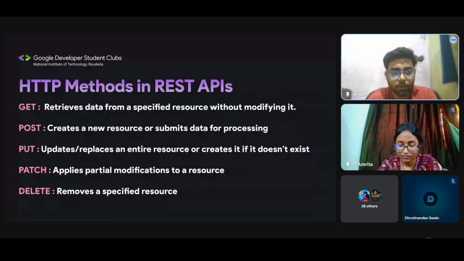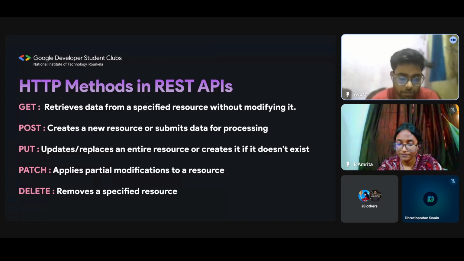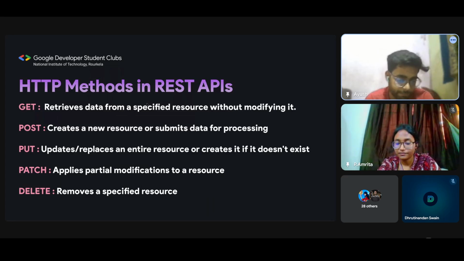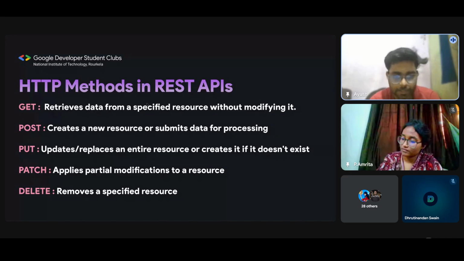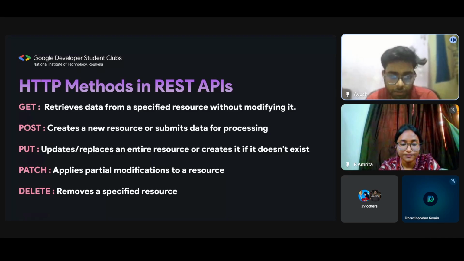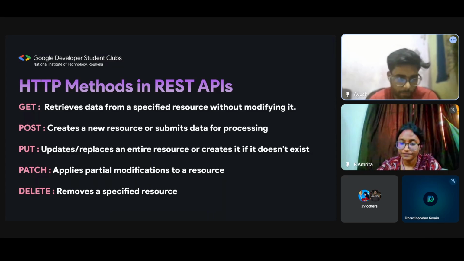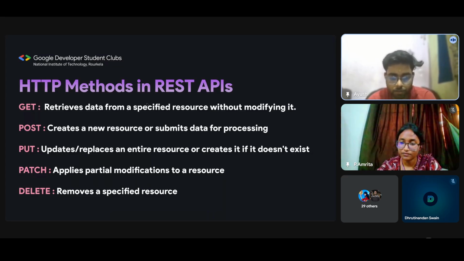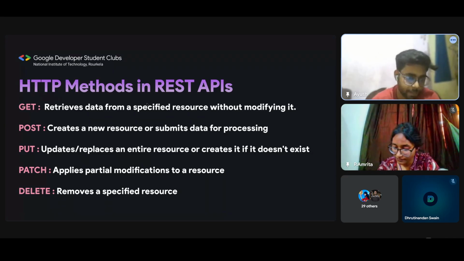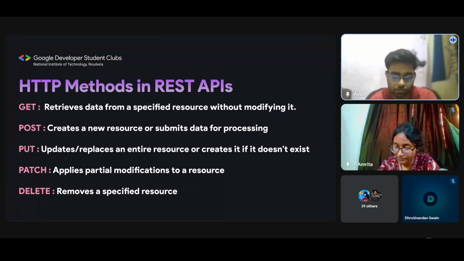Moving on, HTTP methods. REST APIs use different HTTP methods to perform actions on resources. GET retrieves data without changing anything. POST creates a new entry in the database or on your data store. PUT updates or replaces an entire resource, or can create it if it does not exist. And PATCH applies partial modifications to a resource, and DELETE obviously deletes the resource.